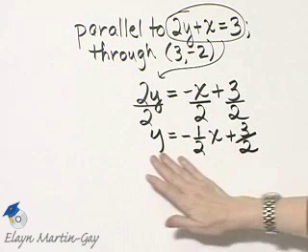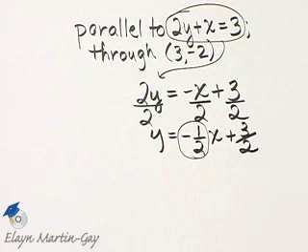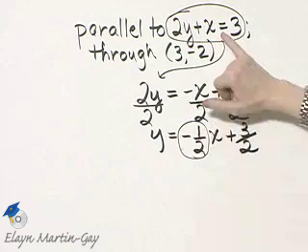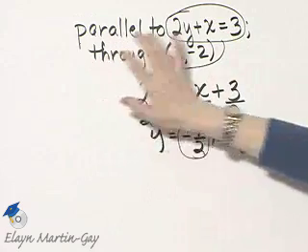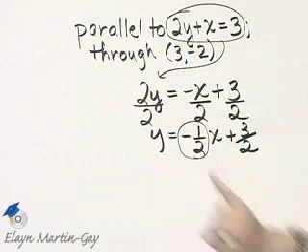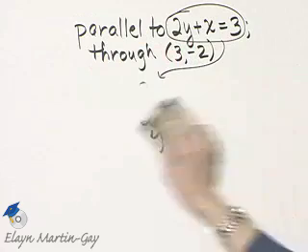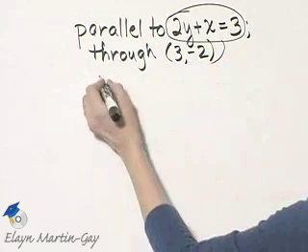Remember, when an equation is solved for y, the coefficient of x is its graph's slope. So the slope of this line is negative 1/2. Since I want a line parallel to this one, I simply use the same slope. So we'll use a slope of negative 1/2.